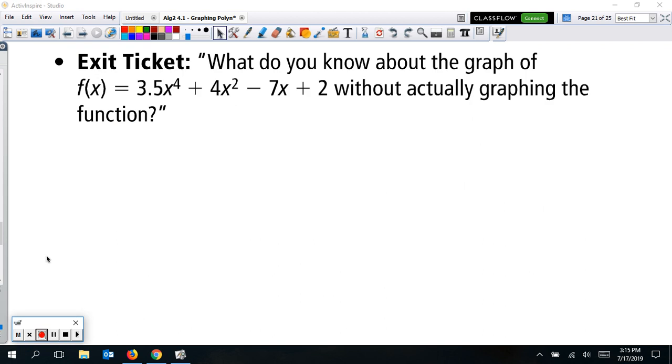Okay, so here's this little exit ticket. You can do this back on maybe one of those notes pages. It just says, what do you know about the graph of this function without actually graphing the function? So what can you tell us about the graph? Which means, what's the end behavior? Where is it going? What's it doing? All the stuff that we just talked about, everything you can tell me about this graph so far in this lesson, go ahead and write that down, and if we're doing it on Edpuzzle, go ahead and enter it on Edpuzzle.